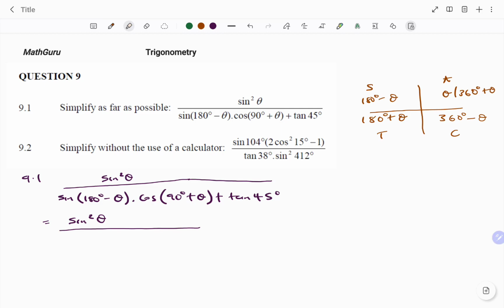So I'm going to check in which quadrant this sine of 180 minus theta falls. That's going to be in the second quadrant, and if you look at the second quadrant, sine is positive. So that becomes sine of theta, times cos of 90 plus theta. Using my cofunction, cos of 90 degrees plus theta equals minus sine theta. So that becomes times minus sine theta.